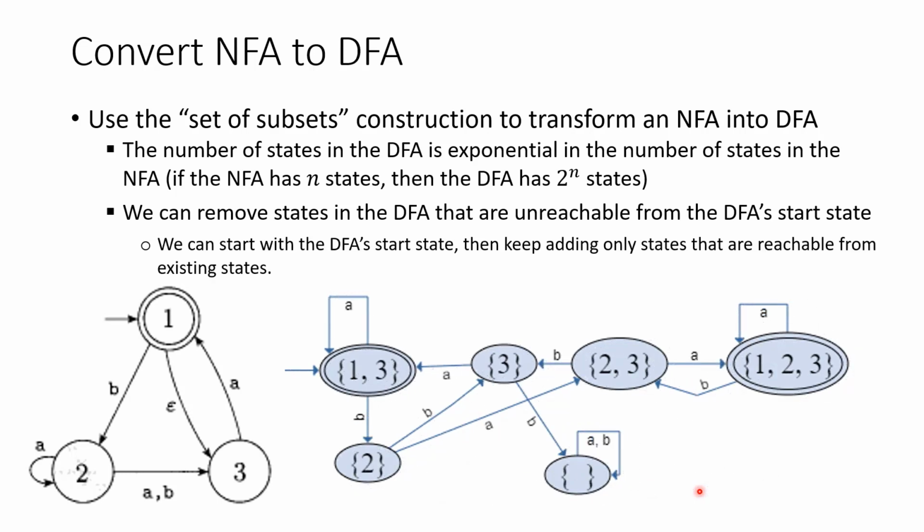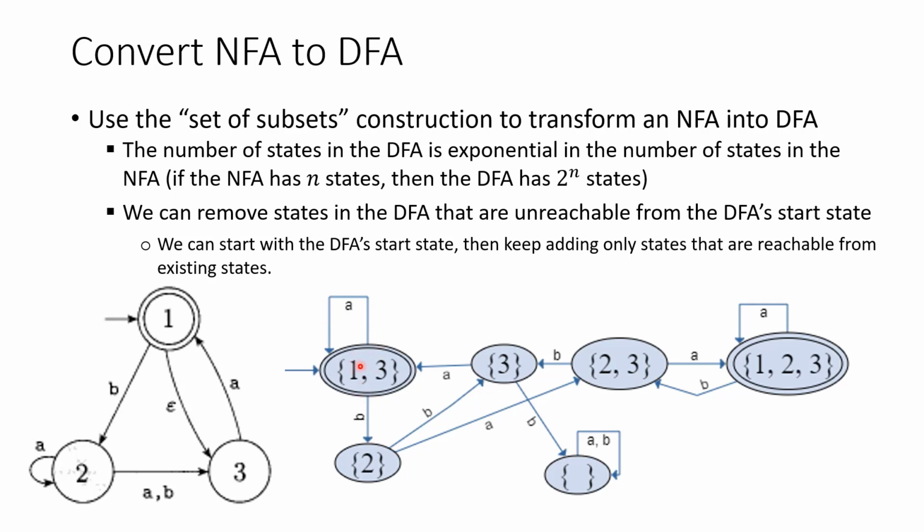In other words, we can build the DFA from the NFA by starting with the DFA start state, and then adding only states that are reachable from existing states. So first we start with the start state here that consists of states 1 and 2 of the NFA. Then we explore which states we can lead to from the start state on the input A and on the input B.